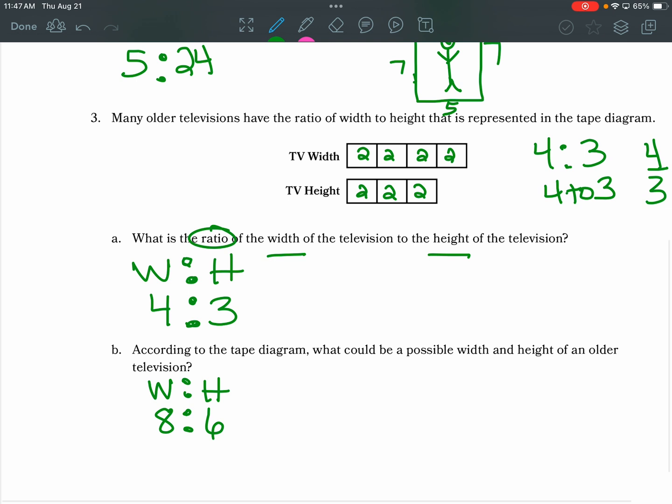So thinking along those lines, can you give me another one? 16, 12. That works.